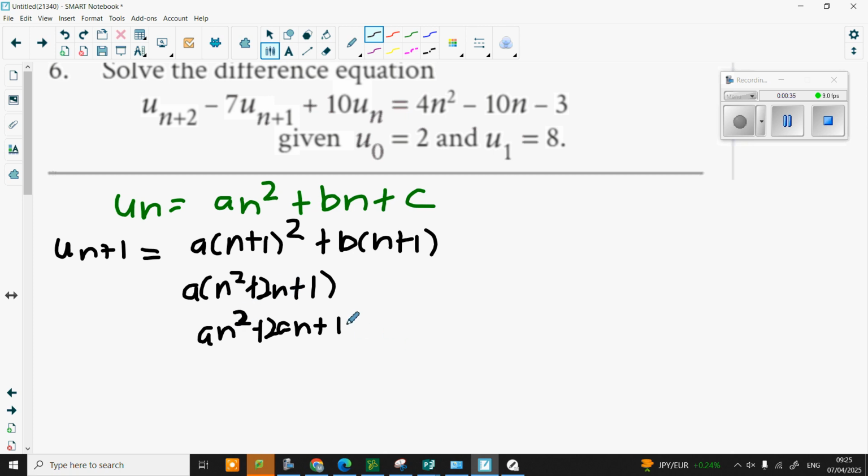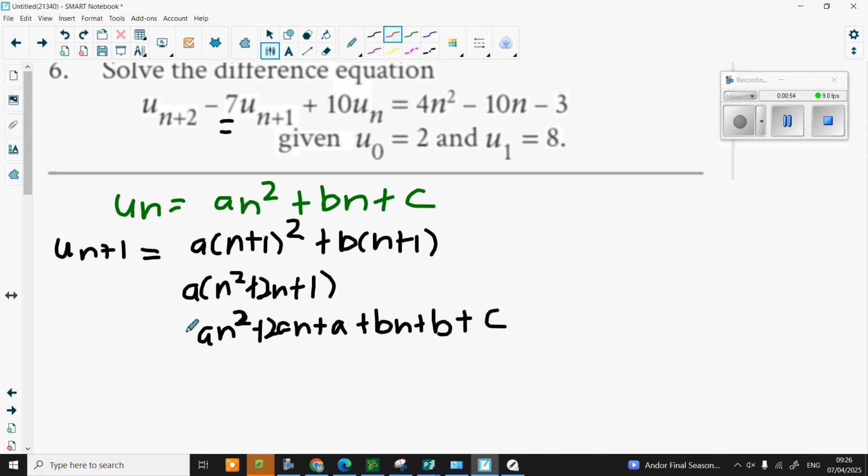And then it's going to be, and that's plus a. That's going to be bn plus b. And that's going to be c. And then I have to multiply that by minus 7 in a minute.